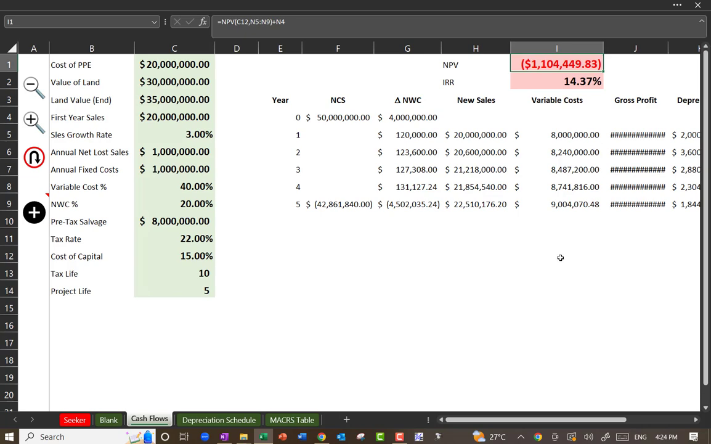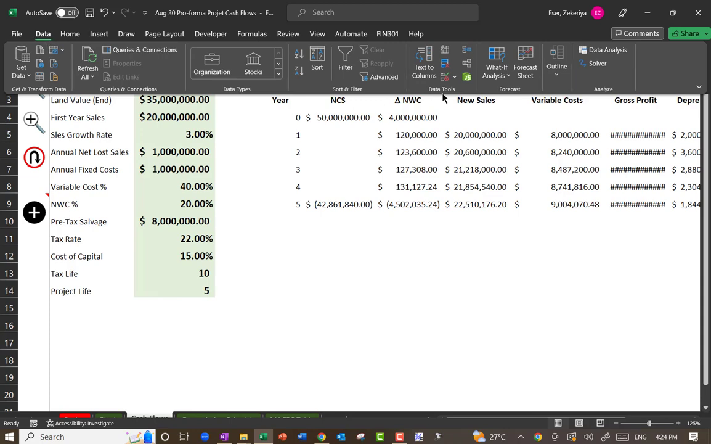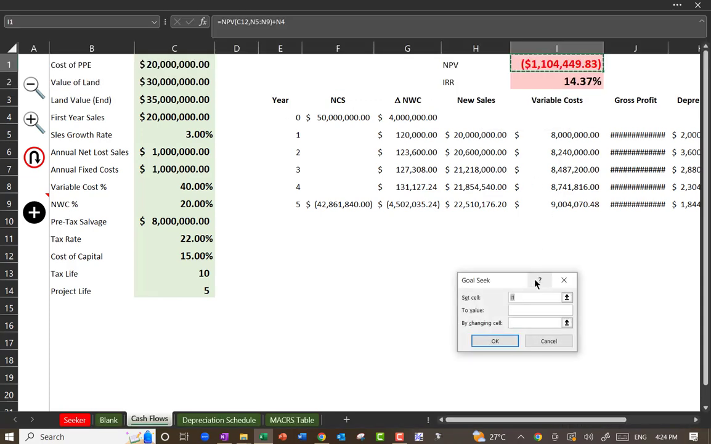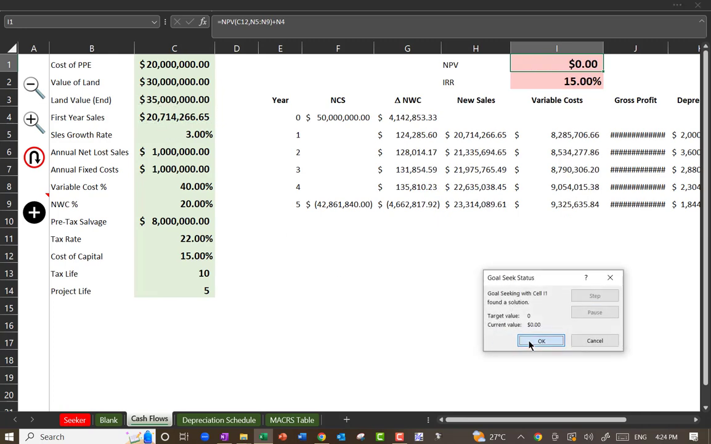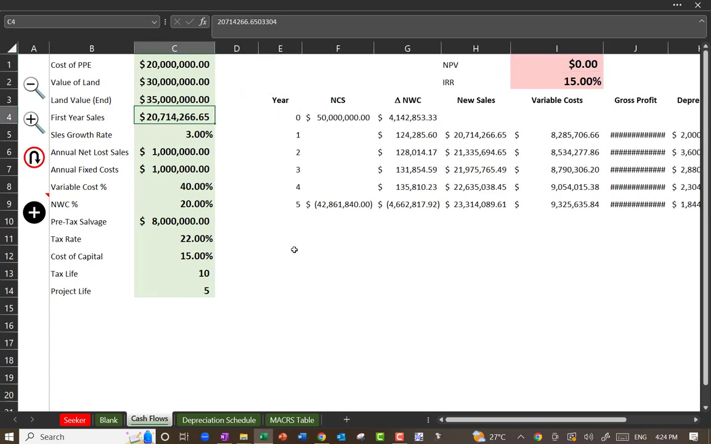We could always ask ourselves the question, what is the break-even level as far as NPV is concerned? We could do a secret template for that, but it's a lot easier to do the following. Go to Data tab, What If Analysis, Goal Seek. Make that thing 0 by changing the first year sales. Turns out my break-even level is 20.7. So if I'm not projecting sales at least that much, I need to think seriously about the project.